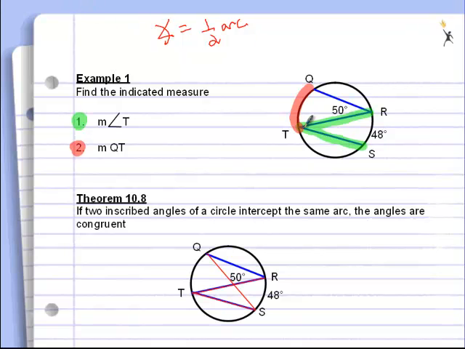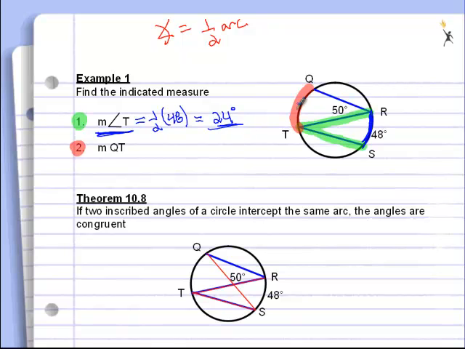We're going to apply that to what we know. If you look at angle T, we're given the angle and we're given the arc. In this case, the arc is 48. Well, the measure of the angle equals 1/2 of the arc. The arc is 48. Well, what's 1/2 of 48? 24. Which means that the measure of angle T equals 24 degrees.